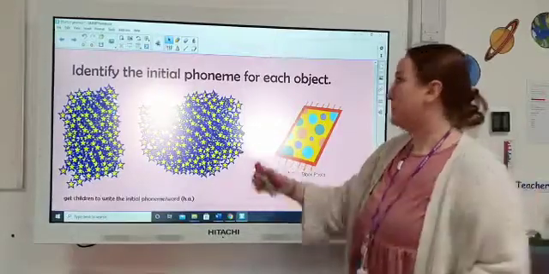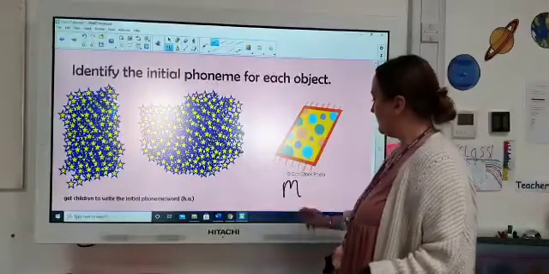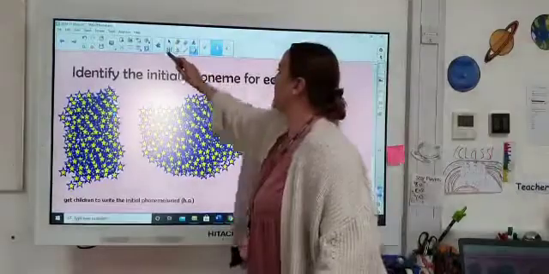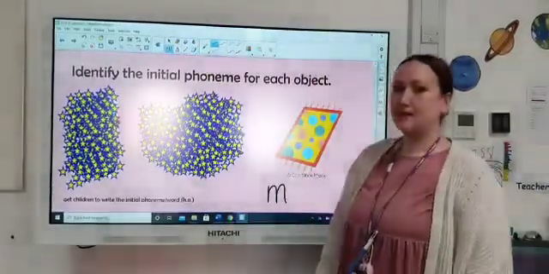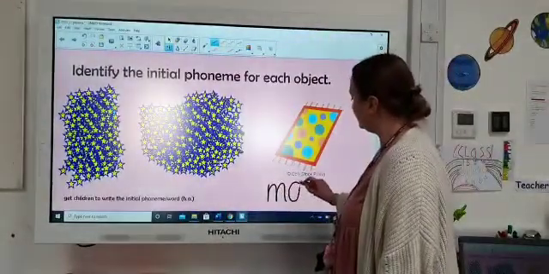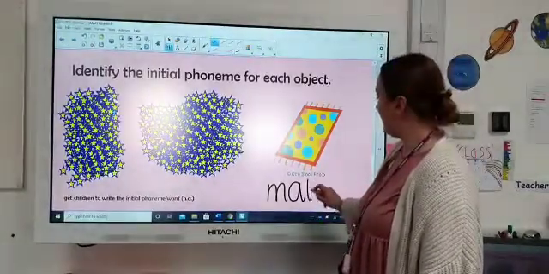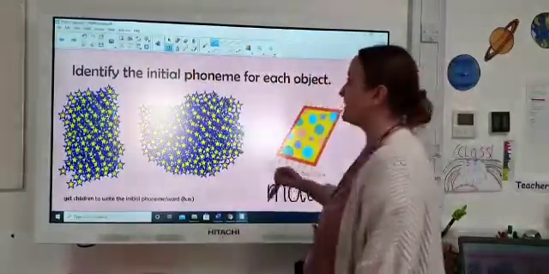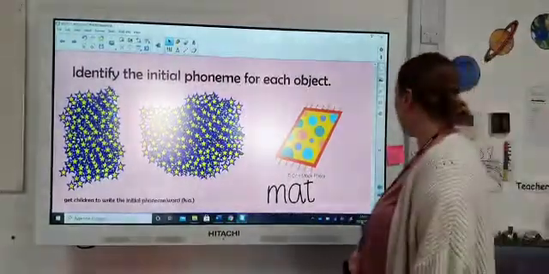Mat. So we need that initial phoneme that we've already identified. Try that again. Mat. At. Mat. Okay. Hopefully you're finding it easier to segment these words so you can write them.